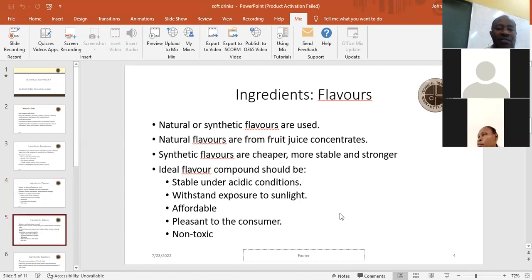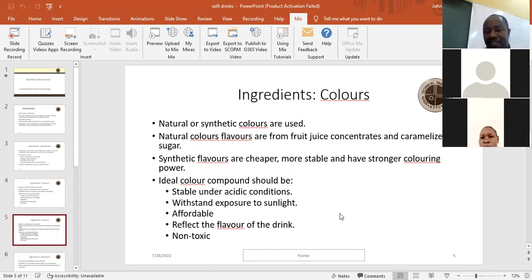So then you'll have the colors. These are also either natural or synthetic, and most commonly used are the synthetic colors. Again, they have almost the same advantages as the flavors. And the colors depend on the kind of drink that you are making.